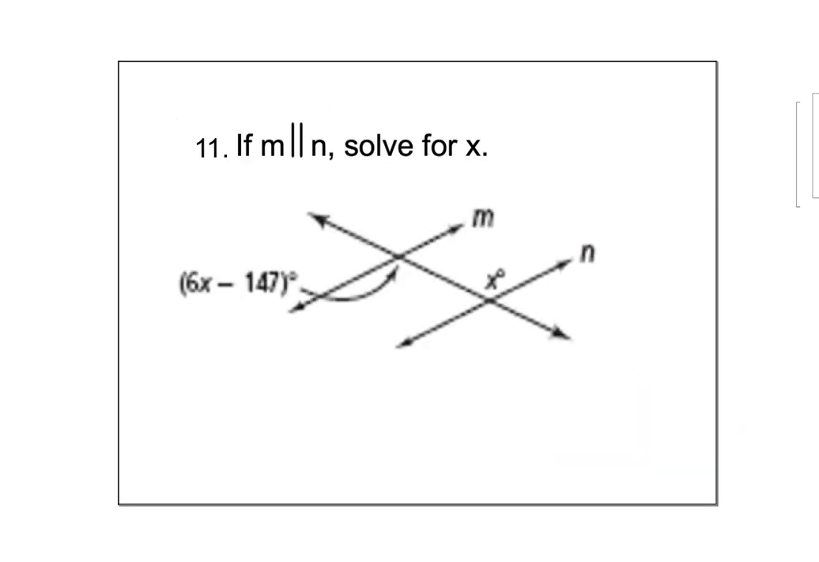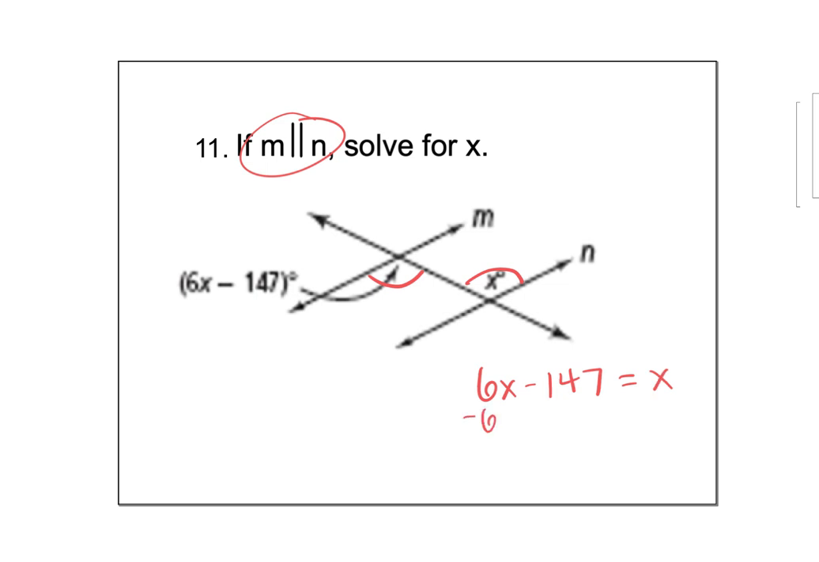Please pause the video and try number 11. In number 11, you'll notice this angle and this angle are alternate interior angles and the lines are parallel. That means they will be congruent. So 6x minus 147 will equal x.